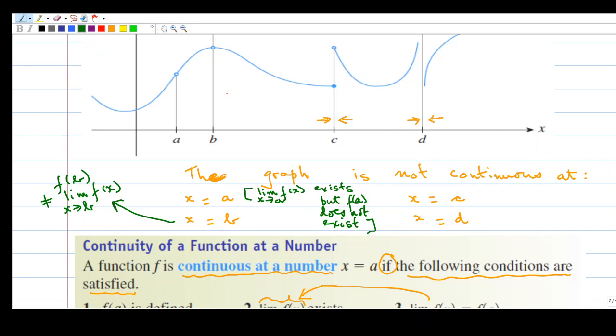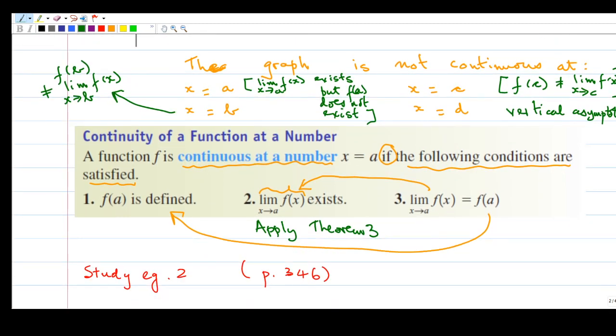And if you look at c, your f of c is not equal to the limit of f of x as x approaches c. At x is equal to d, you've got a vertical asymptote. Right? You must study example 2. That's on page 346.